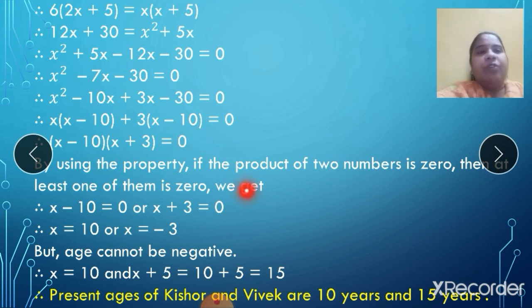So either one of them is 0. Shift this minus 10 this side, x will be 10. Shift this plus 3 this side, x will be minus 3. Correct? But we have assumed age, and age cannot be negative, so this value we have to discard. Not acceptable. This is the value which we have to take. So x is equal to 10. What will be the other person's age? X plus 5. So 10 plus 5, 15. I hope you have understood this. So present ages of Kishore and Vivek are 10 years and 15 years respectively.